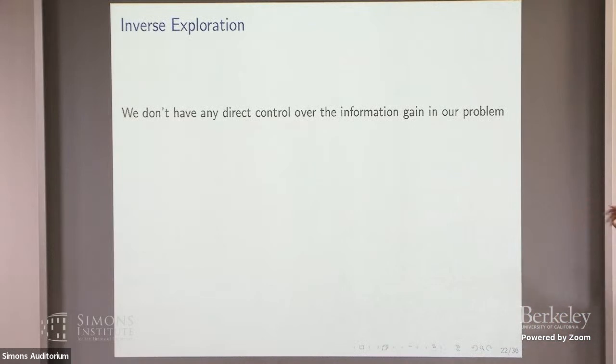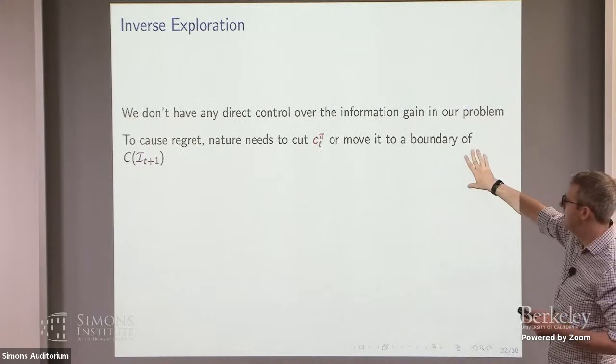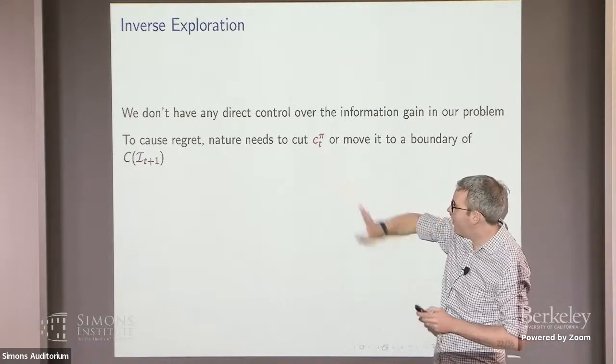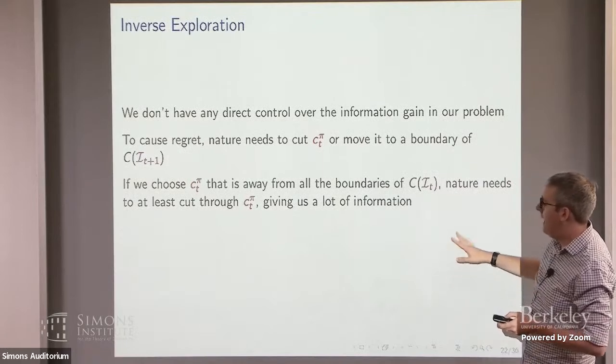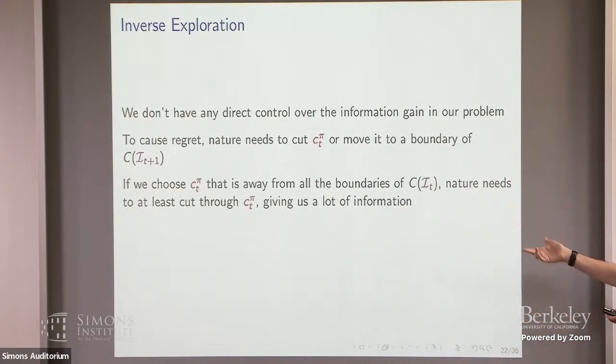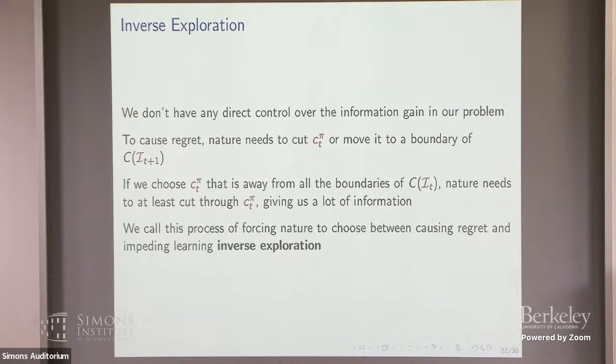So we call this inverse exploration because we don't really have control of information gain, but to cause regret, nature either needs to cut this guy or at least move it to the boundary. And we can choose a proxy cost that forces nature to pick one of them. Either nature gives us regret or nature gives us information. So it's a different way of learning than in classical statistical learning, because the way you control is by forcing nature to choose one of them. Either nature causes regret or gives you information about where you should go.